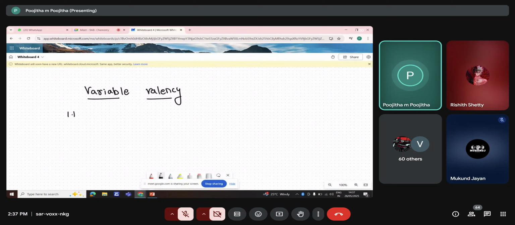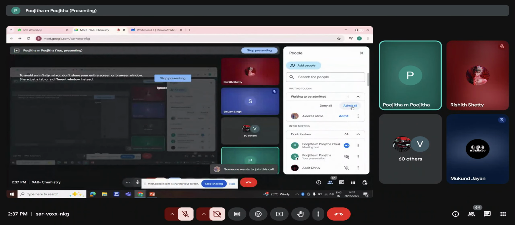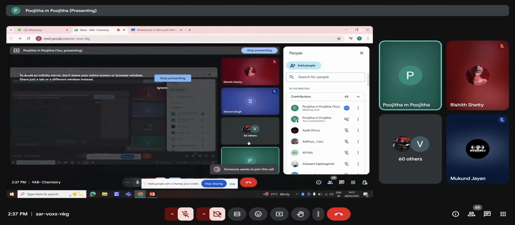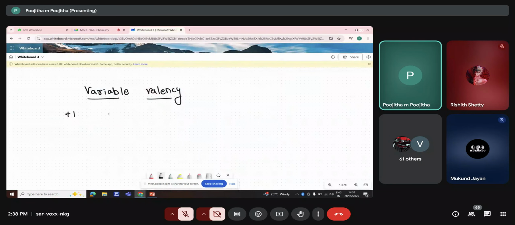Generally variable valency is +1, +2, +3, +4. So let us see which elements show variable valency of 1 and 2, or 1 and 3, 2 and 4, like that. Let us check. First thing you learned now, copper. So copper shows variable valency of plus 1 and plus 2.